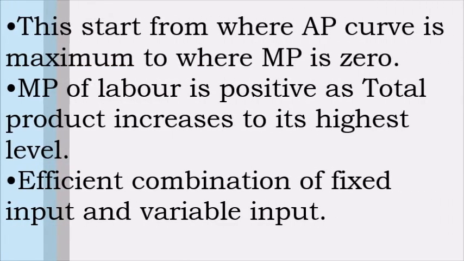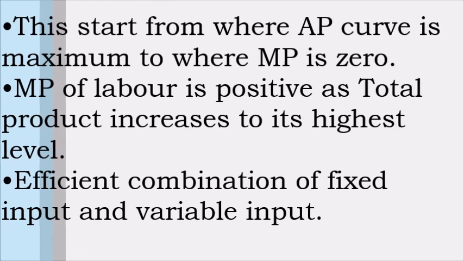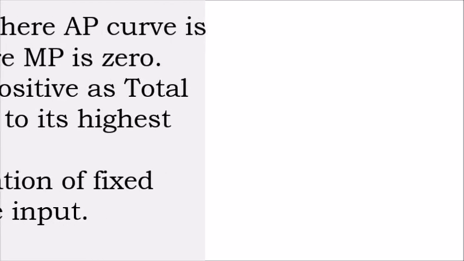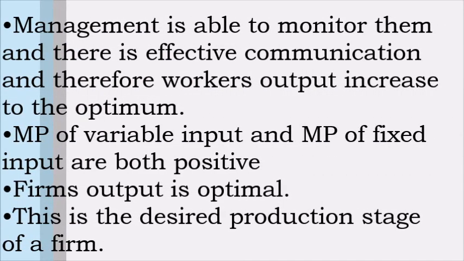Now, stage 2. It starts from where AP is maximum to where MP is 0. The marginal product of labor is positive as total product increases to its highest level. The fixed inputs and the variable inputs are combined in the right proportions. Management is able to monitor labor and there is effective communication, and therefore workers' output levels increase to the optimum.